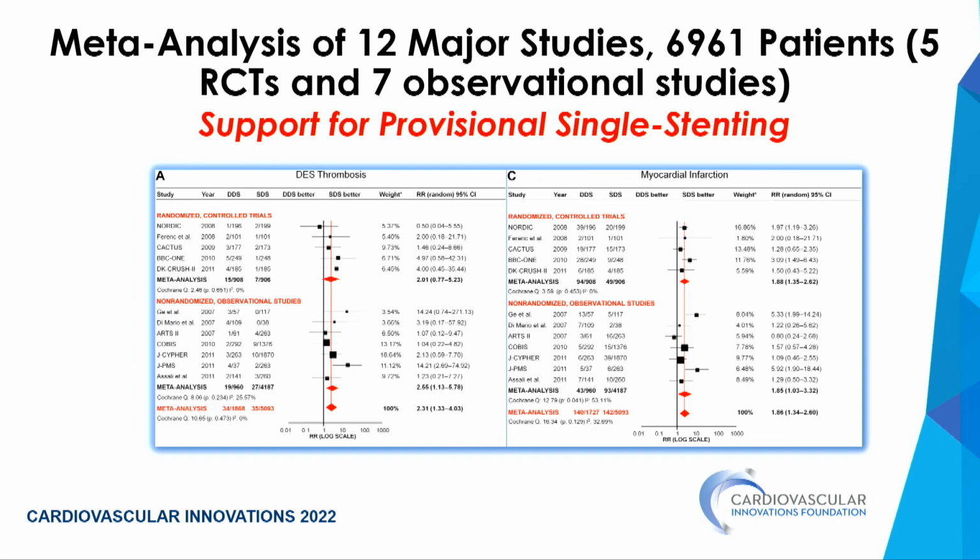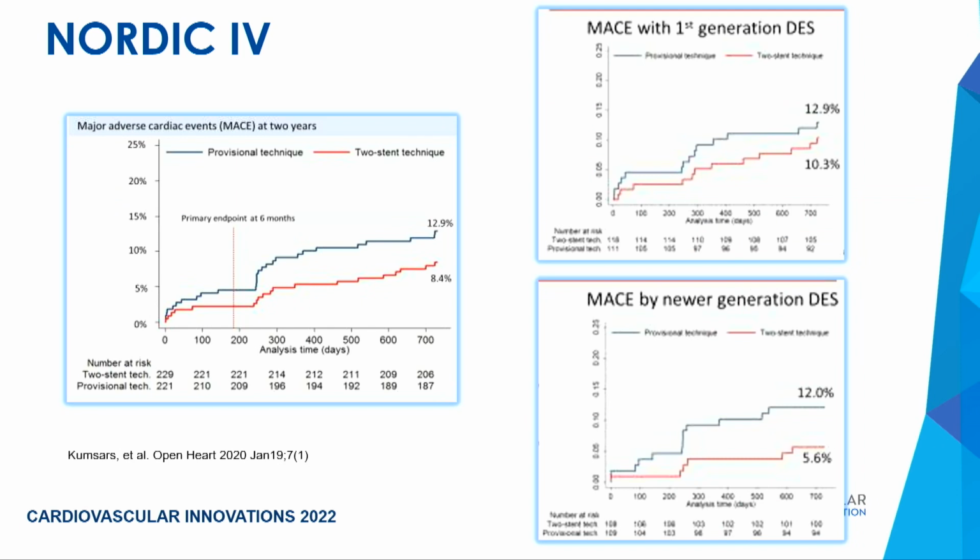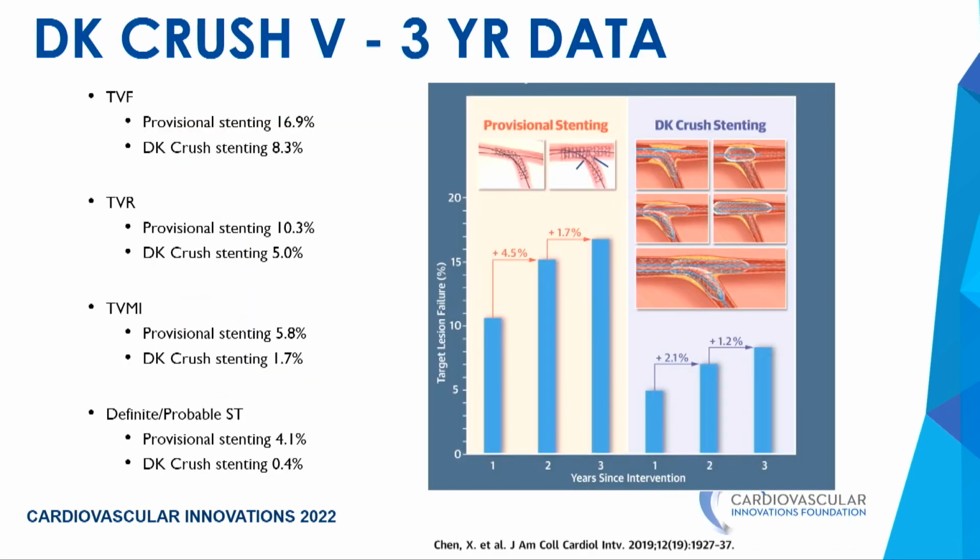Here's a meta-analysis that supported provisional single stenting, but another meta-analysis just a few years later shows that two-stent techniques are also very good. And so a few things that I think highlight the differences nowadays. One is that our current generation stents are probably better in doing bifurcation lesions compared to our old stent. This is data from the Nordic 4 trial where they actually broke it down between the first generation DES and the second generation DES and showed that those curves seemed to be a little bit better favoring our newer generation DES. Again, this was not statistically significant, but it certainly argued that.